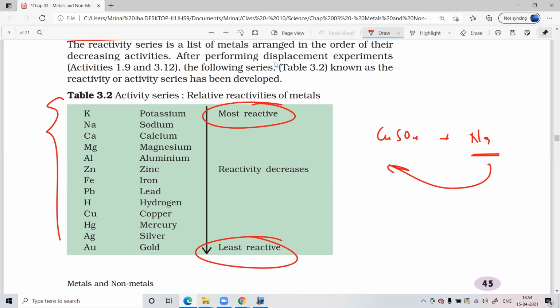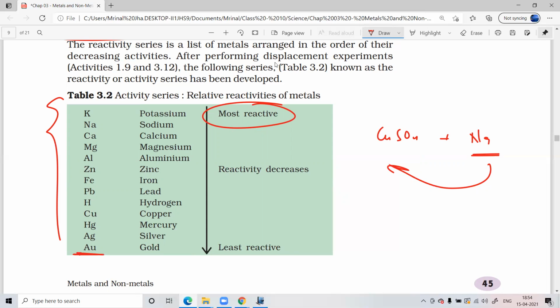Yes, sir, it is. Okay. Sodium is very, very high up. Potassium, sodium, calcium, magnesium are among the most reactive metals. The least reactive are copper, mercury, silver, and gold. Gold is the least reactive. That is why we use it for jewelry, because if something keeps reacting with its surroundings, you would not want to make jewelry out of it, right?